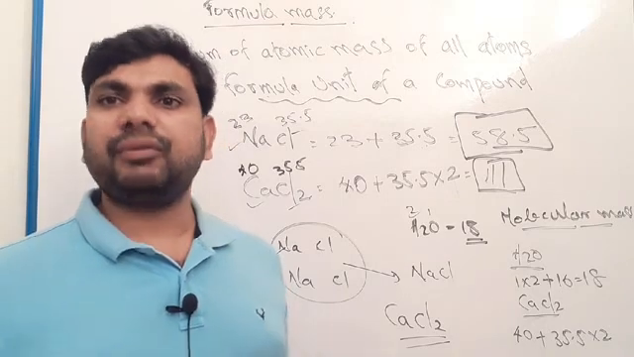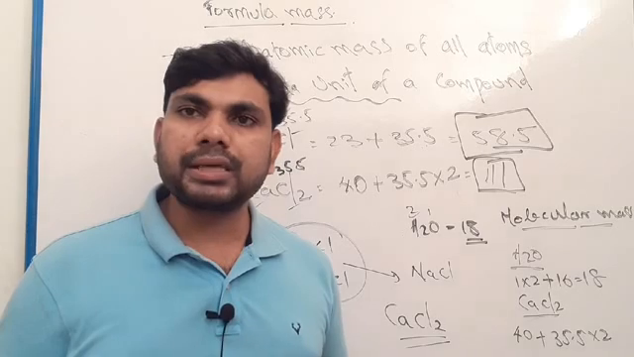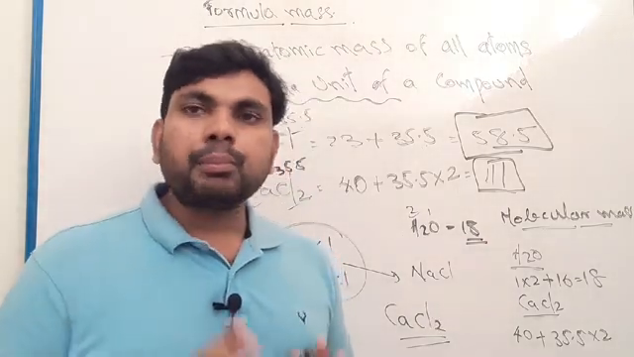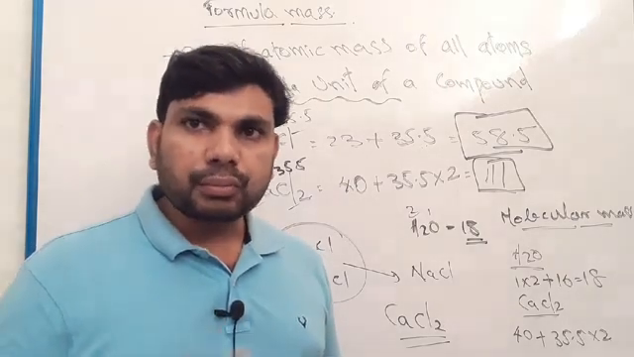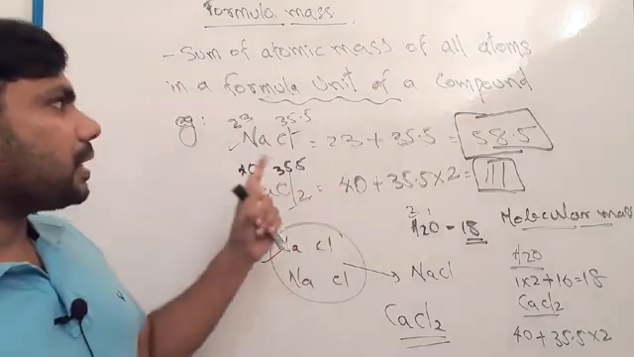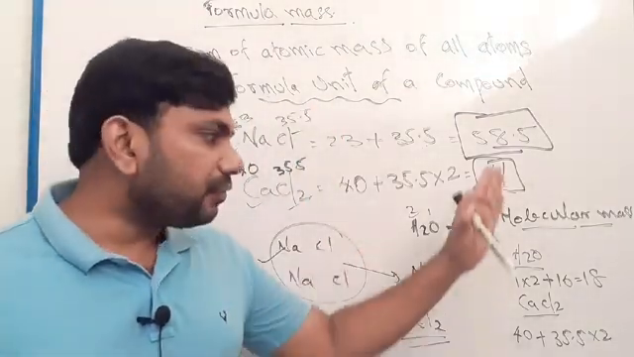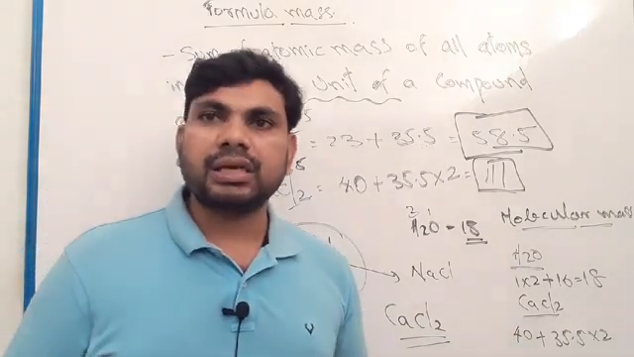So the way of calculation of formula mass and molecular mass is the same. There is no difference. You just remember the first 20 elements and their atomic mass, then you can calculate. But you understand here, molecular mass means the mass of one molecule. Formula mass means the mass of the formula unit. But the way of calculation is the same.